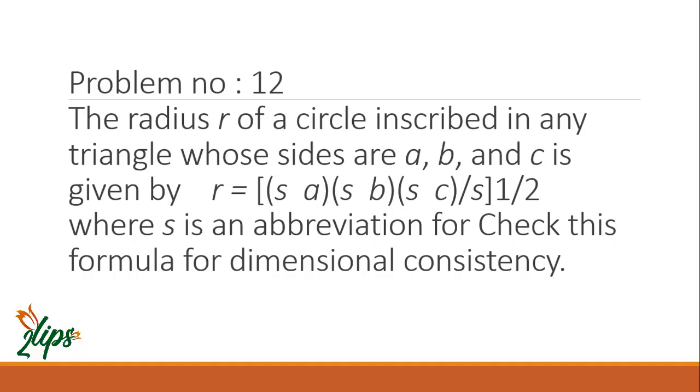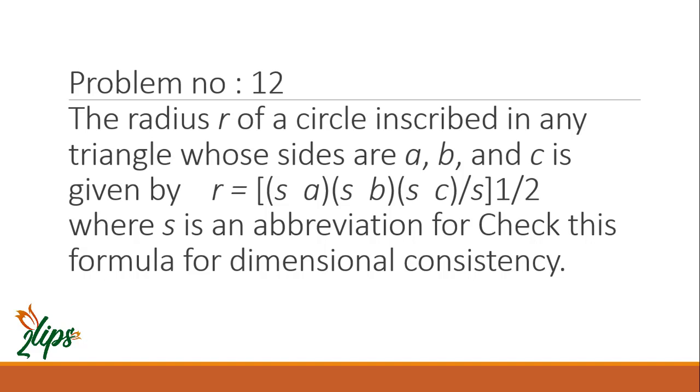So this is problem number 12. The radius of a circle inscribed in any triangle whose sides are a, b and c is given by this expression, that is, r equals the square root of (s minus a)(s minus b)(s minus c) divided by s. And we are asked to find whether this formula is correct or not.